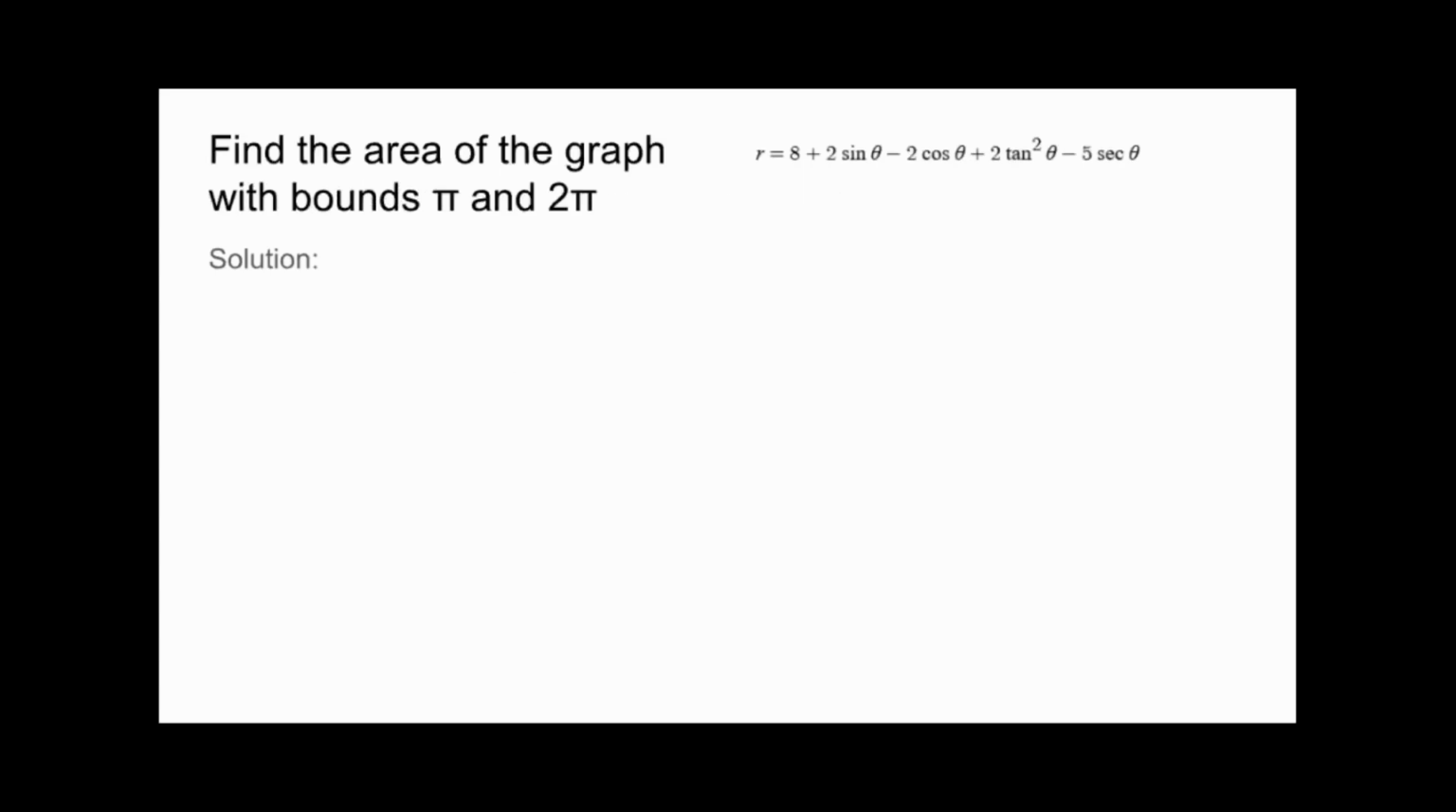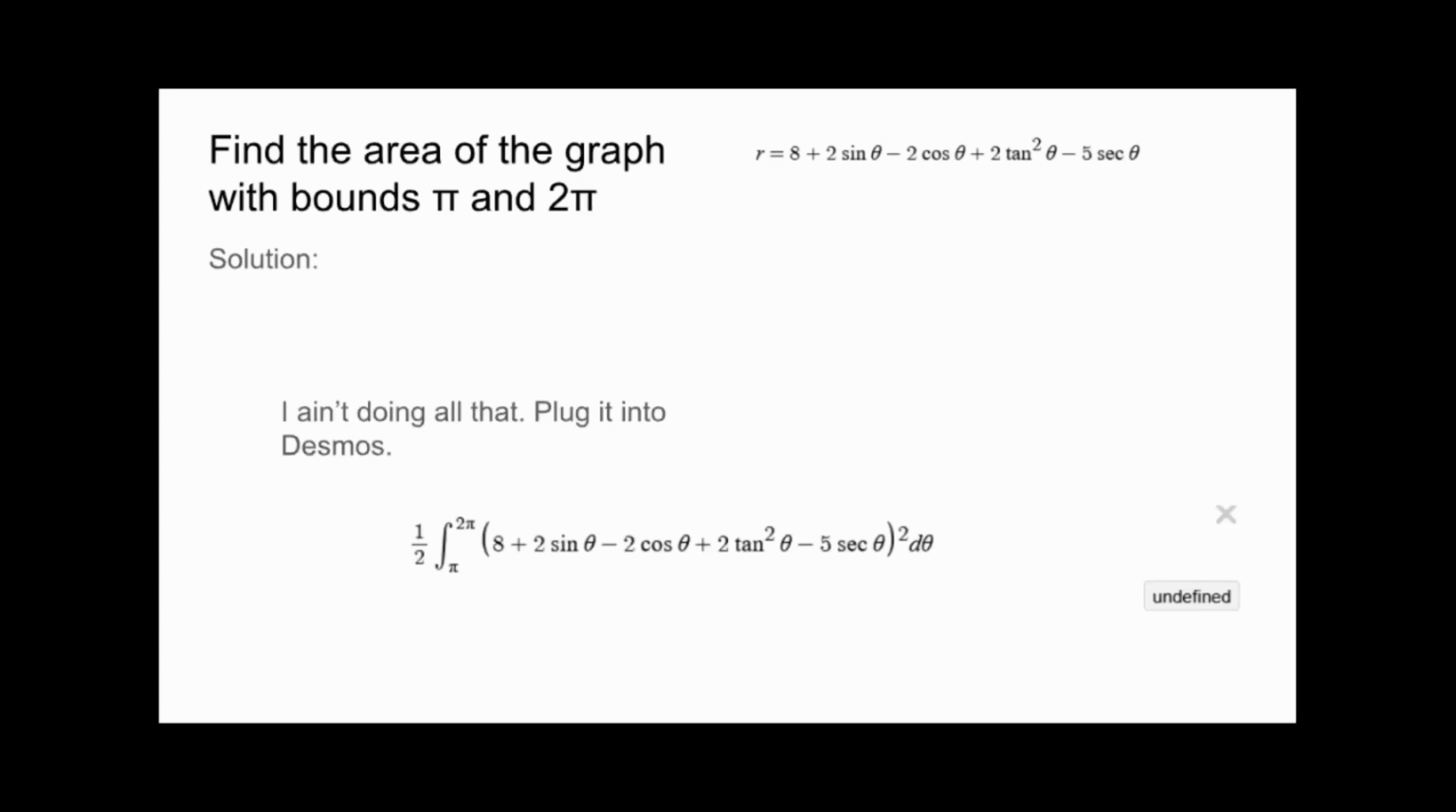So area of a graph with the bounds of pi and 2 pi. The graph is that thing you see right there. r equals whatever that is. Actually, I ain't doing all that. If you put that into Desmos, it's undefined for fun. Because I ain't doing all that.